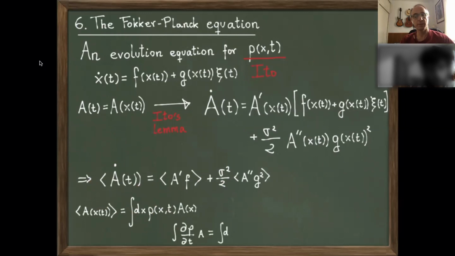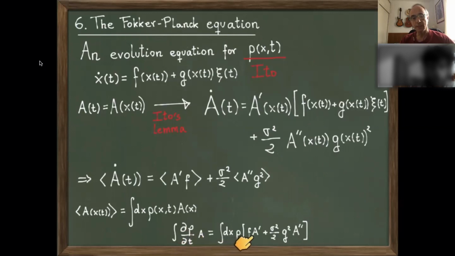We get the following. The first term is the derivative with respect to time, so we get partial rho with respect to t, and here we get the integral of rho f A prime plus sigma squared over two, times g squared A second times rho. You see, this is the mean value, so I change the order. So we have now an equation that is for any A. From that, we should get the information of how rho evolves.